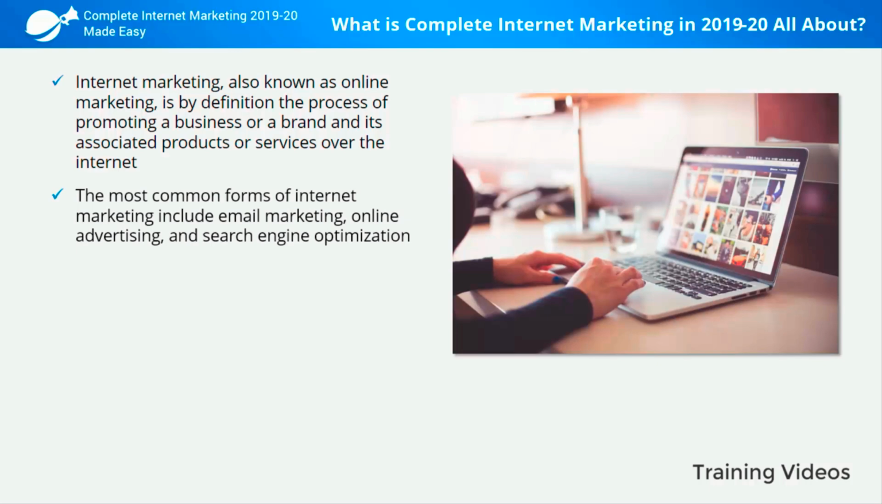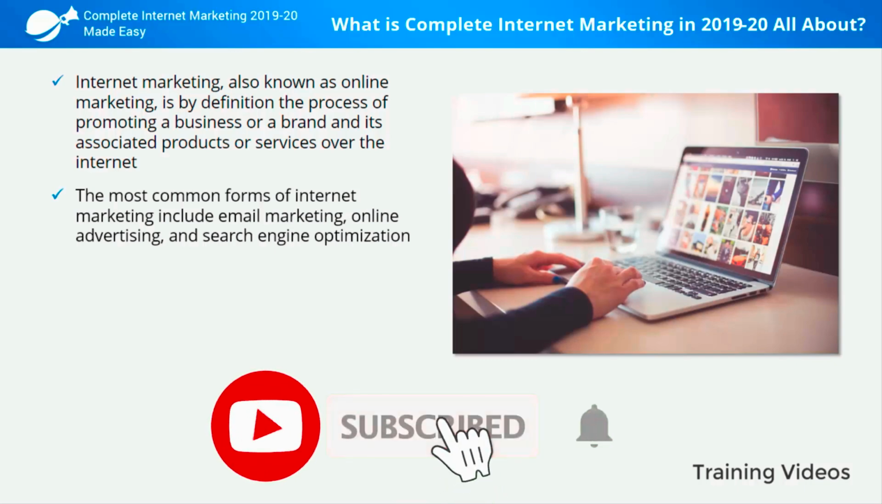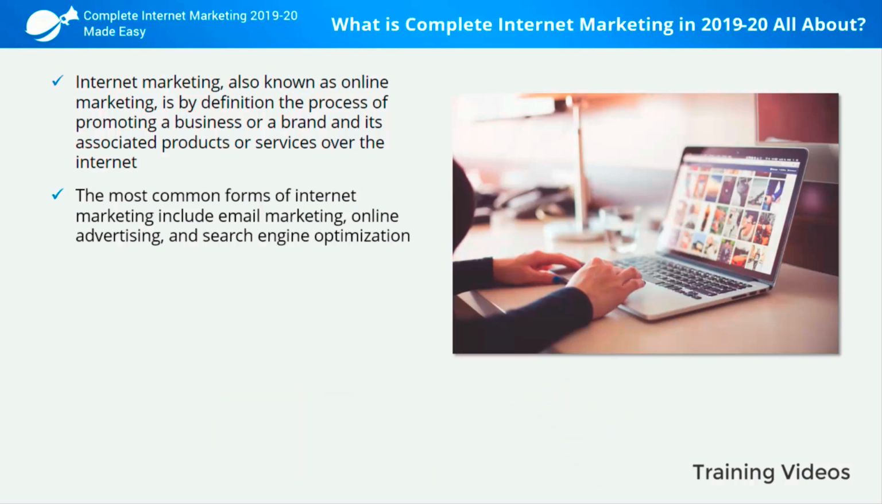The most common forms of internet marketing include email marketing, online advertising, and search engine optimization. There also exist other more indirect forms of internet marketing, such as affiliate marketing, and more modern internet marketing formats, such as video marketing. Usually, individuals and companies trying to promote a business or brand on the internet focus on one or two methods, but they are leaving a lot on the table.